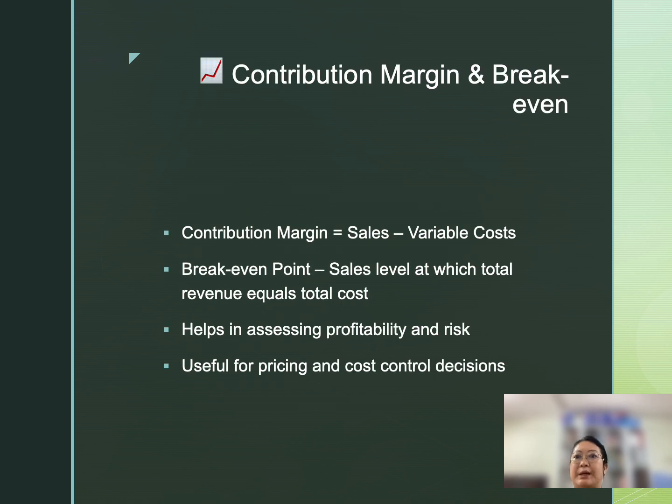Contribution margin is what's left after subtracting variable costs from sales. It tells us how much is available to cover fixed costs and generate profit. The break-even point is where total revenue equals total cost, and therefore there is no profit or loss. These tools help us in making pricing and production decisions, especially when planning profit.